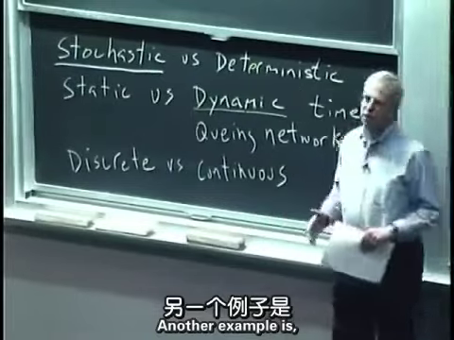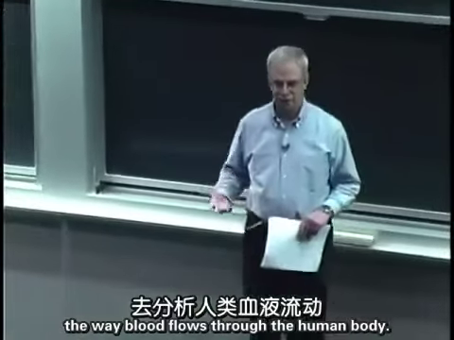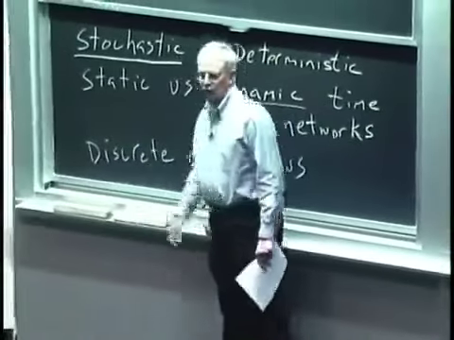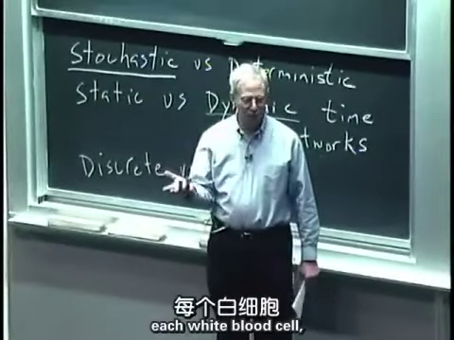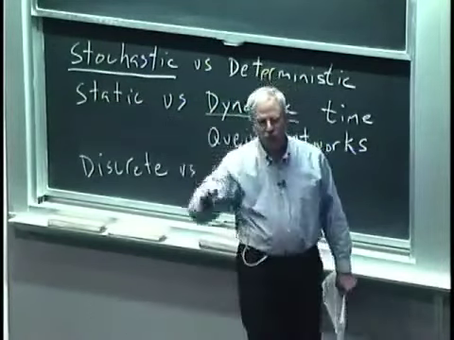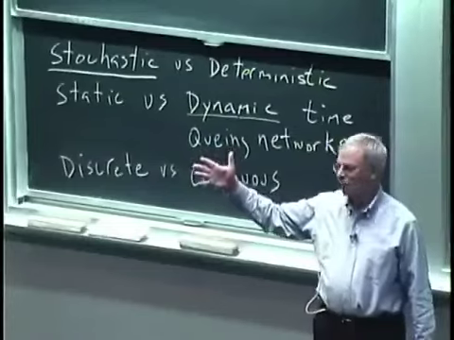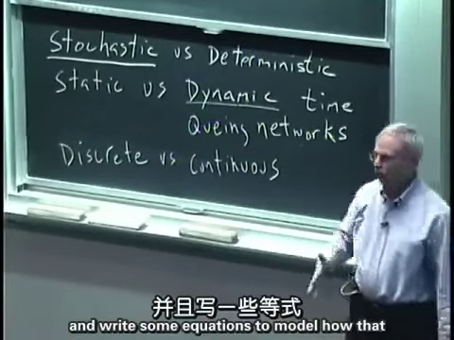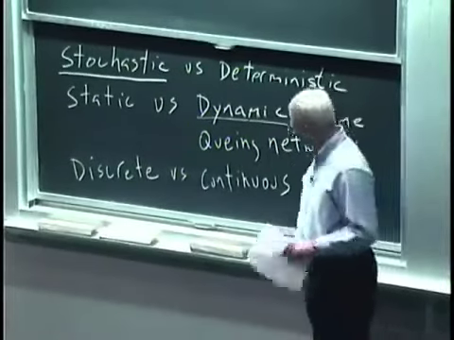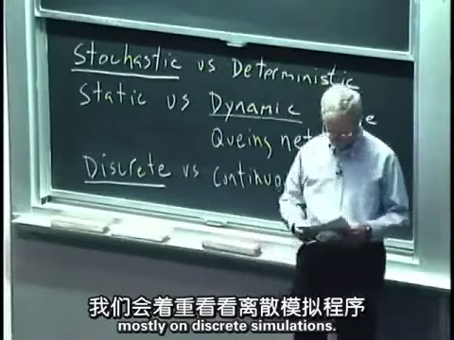Another example is a lot of effort has gone into analyzing the way blood flows through the human body. You can try and model it discretely, where you take each red blood cell, each white blood cell, and look at how they move, or simulate how they move. Or you could treat it continuously and say, well, we're just going to treat blood as a fluid, not made up of discrete components, and write some equations to model how that fluid goes through, and then simulate that. In this course, we're going to be focusing mostly on discrete simulations.